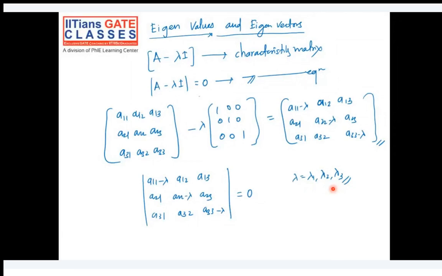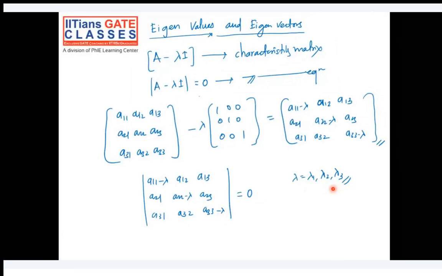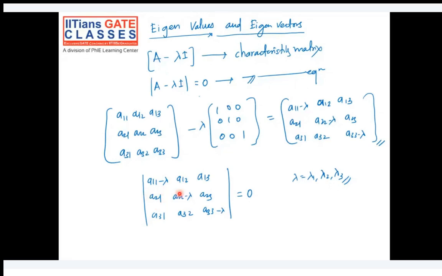But the overall idea is, whatever the size of the matrix, if it is n cross n, then you will get n roots for lambda. And these lambda 1, lambda 2, lambda 3 are nothing but the eigenvalues of this matrix. It's pretty simple. First of all, you have to create the characteristic equation and solve it in order to get the eigenvalues.